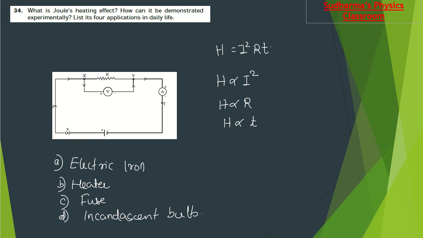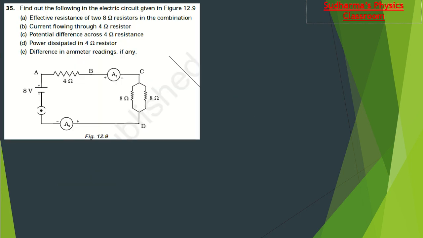Okay, now coming to the last question of the electric current chapter. Find out the following in the electric circuit given in figure 12.9. Effective resistance of the 2 8-ohm resistors in the combination. See, it looks like a big question. Let's do it one by one. So, effective resistance of the 2 8-ohm resistors in the combination.